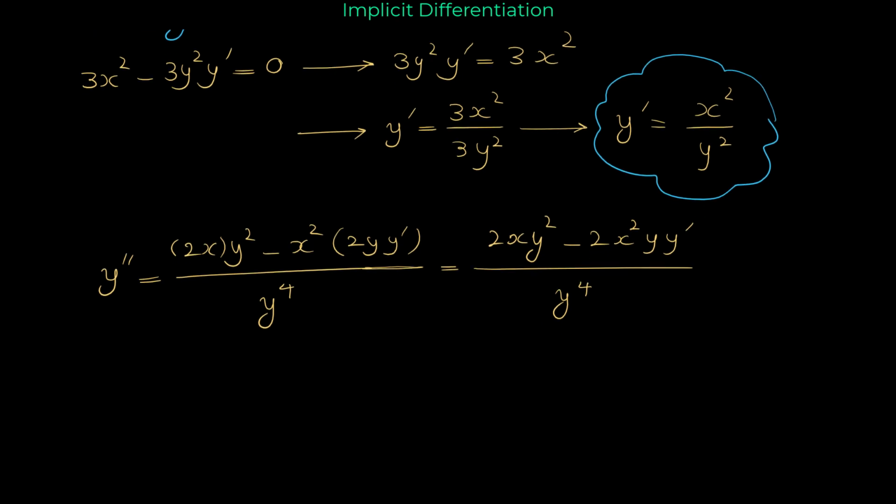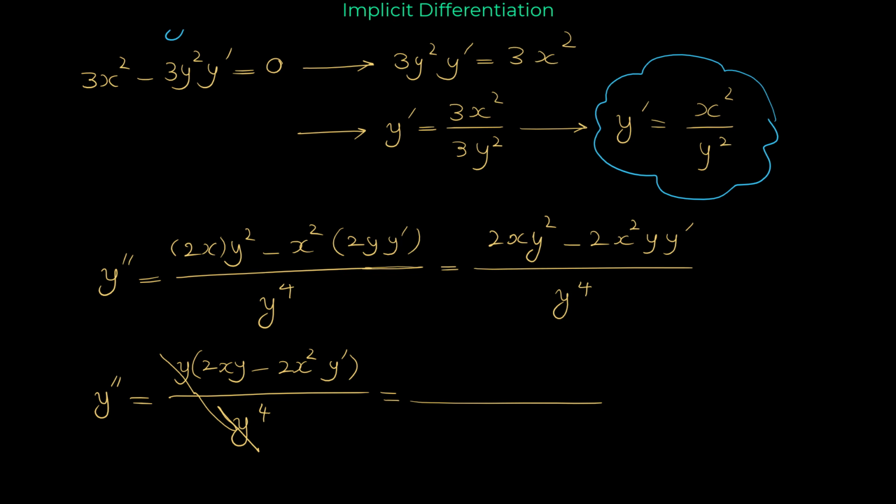So y double prime equals, if we factor a y from the numerator, then we have 2xy minus 2x to the 2 y prime over y to the 4. If we cancel y from the numerator with one y from the denominator, then we have 2xy minus 2x to the 2 y prime over y to the 3.